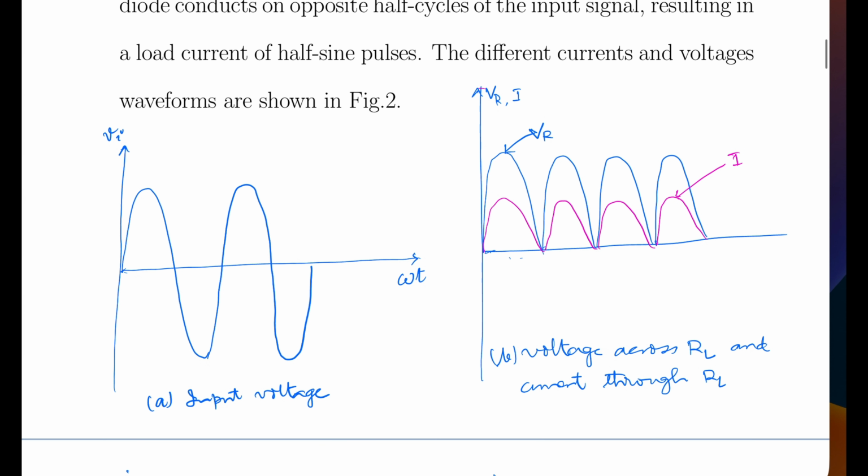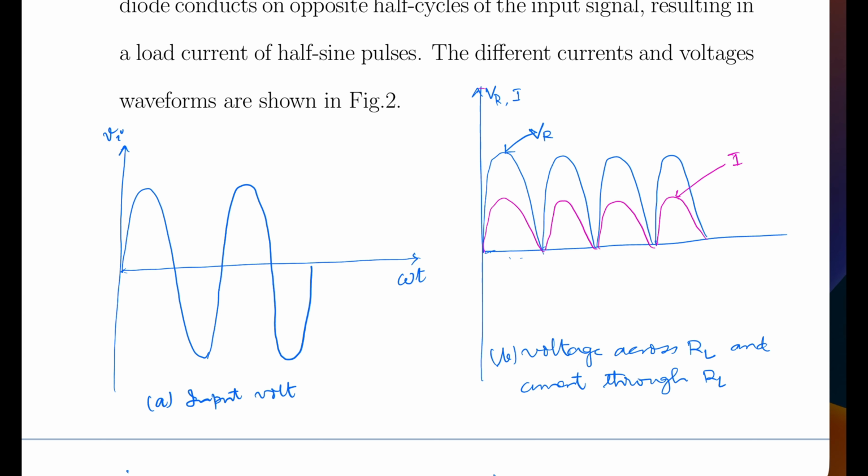So see, in figure 2a, we have shown you the input voltage. This is the full cycle. We are showing you here the full wave, the input to the transformer secondary.